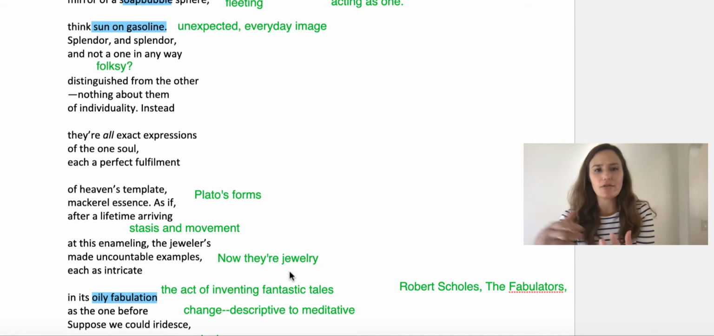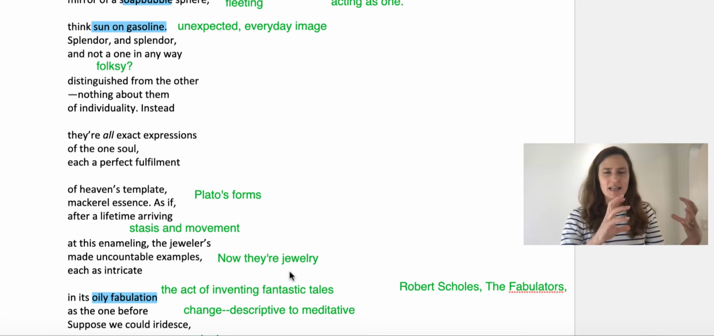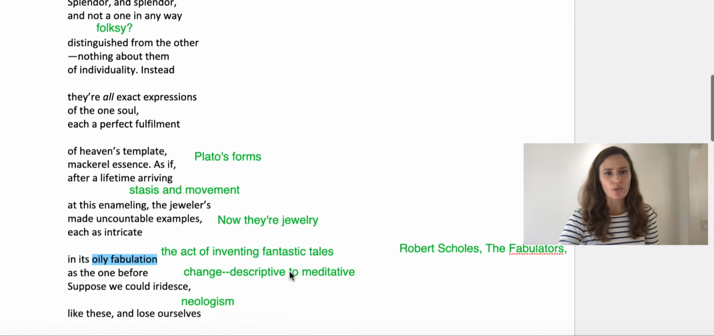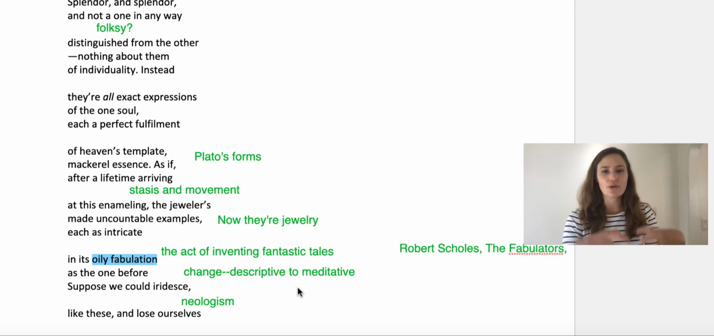A lifetime of arriving. How can you be arriving somewhere, getting to your destination, for an entire lifetime? Well, that's kind of like what the fish are doing, right? They're both dead and static and yet moving forward. And maybe he's saying something about humanity there too. So now the fish are jewels or jewelry created by some sort of master jeweler who's made uncountable examples, each as intricate in its oily fabulation as the one before. Fabulation means the act of inventing fantastic tales. I think fab also makes us think of fabricating or creating something.